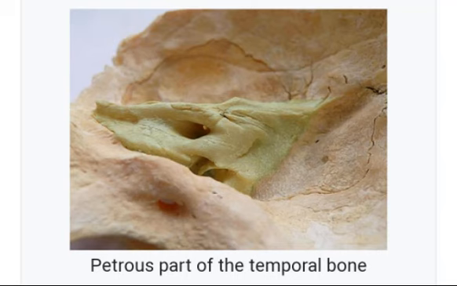Petrous part of the temporal bone. The petrous part of the temporal bone is pyramid-shaped and is wedged in at the base of the skull between the sphenoid and occipital bones. Directed medially, forward, and a little upward, it presents a base, an apex, 3 surfaces, and 3 angles, and houses in its interior the components of the inner ear.